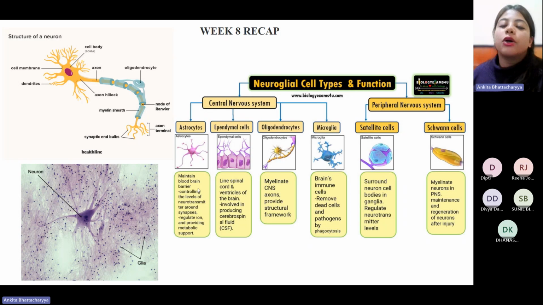So what is carried out by oligodendrocytes in the central nervous system is taken care of by the Schwann cells in the peripheral nervous system. Additionally, they are also helpful for regeneration of neurons after injury. So within the peripheral nervous system, which is throughout your body, your central nervous system is only your brain and spinal cord, right?